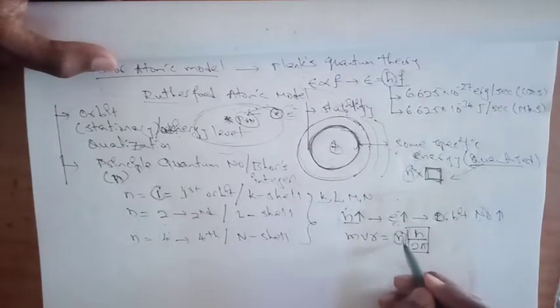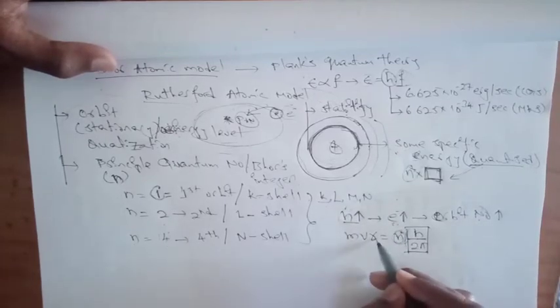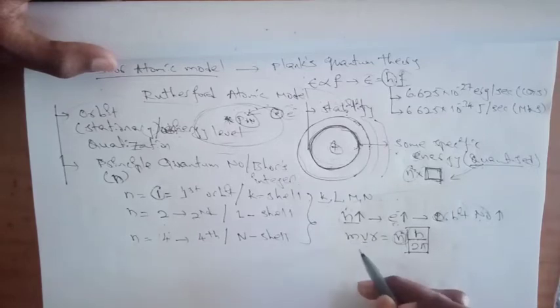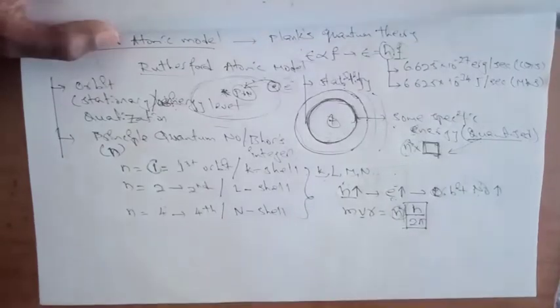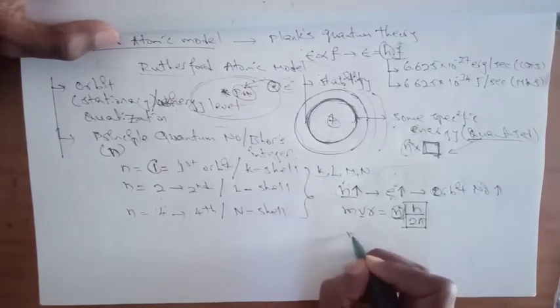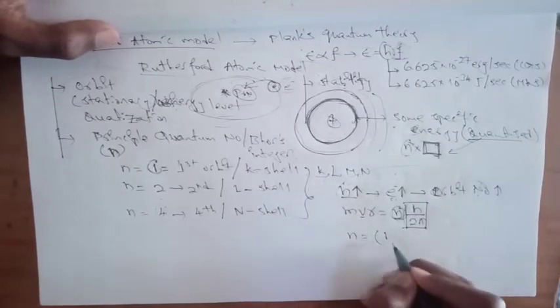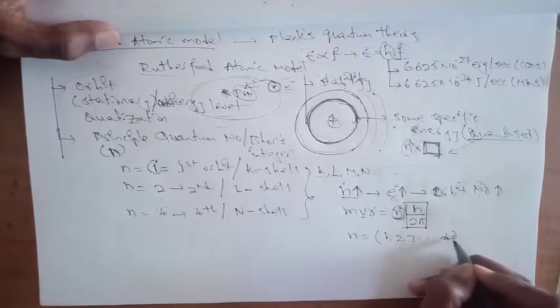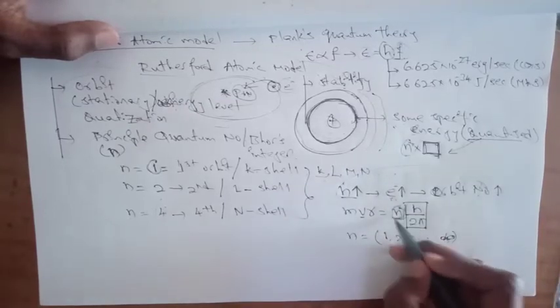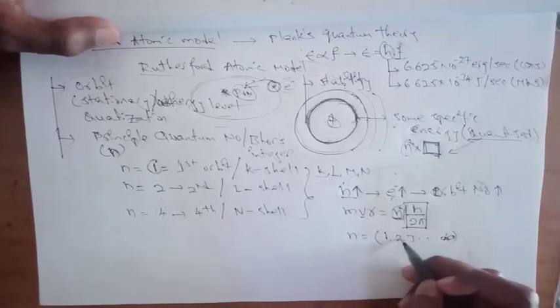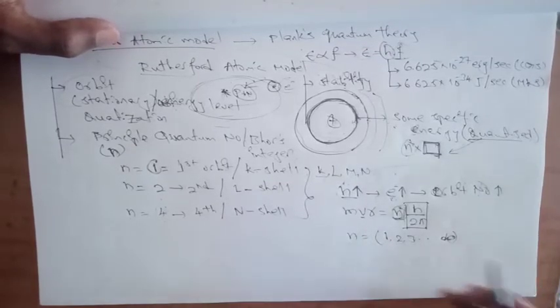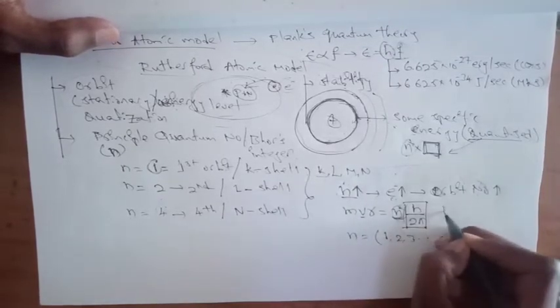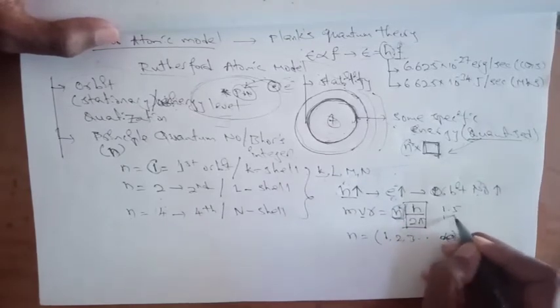Suppose n value is 1, so we can substitute n equals 1 and find the parameters like the velocity of the electron. We can consider n equals any value 1, 2, 3 up to any value, even up to infinity. But it has only fixed values 1, 2, 3, 4 like that. It doesn't have values such as 1.5, 1.6 like that.